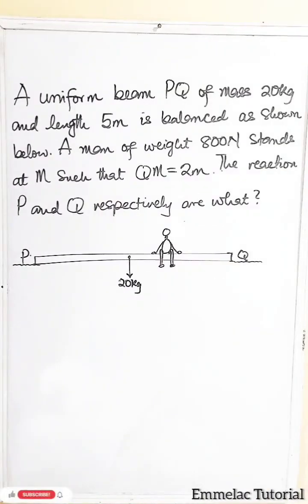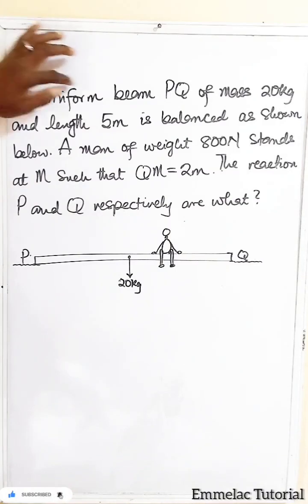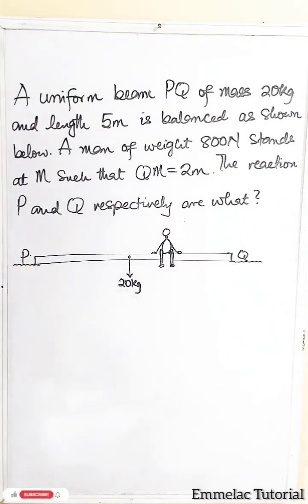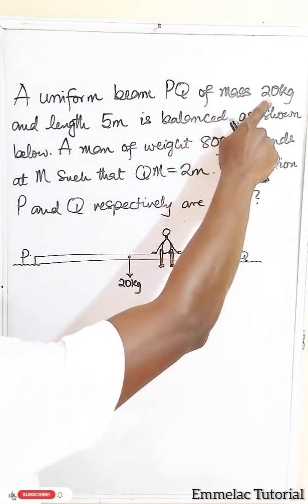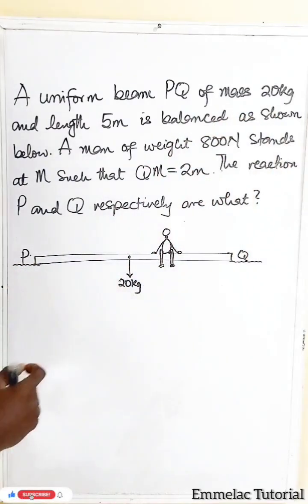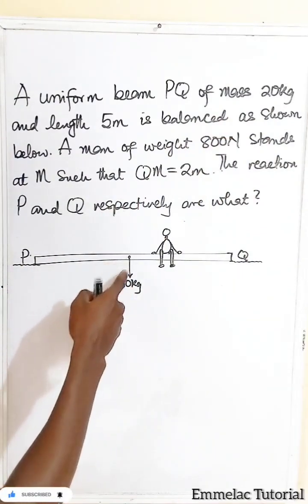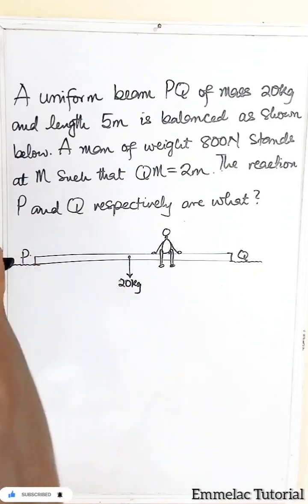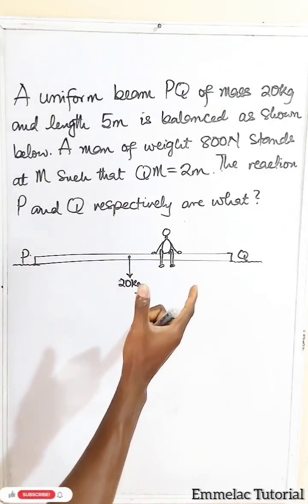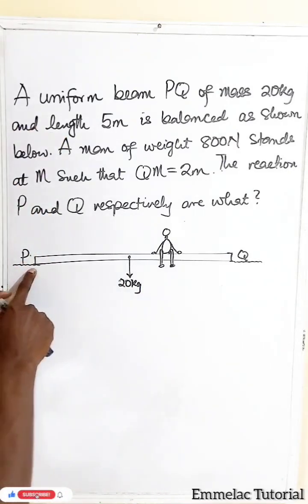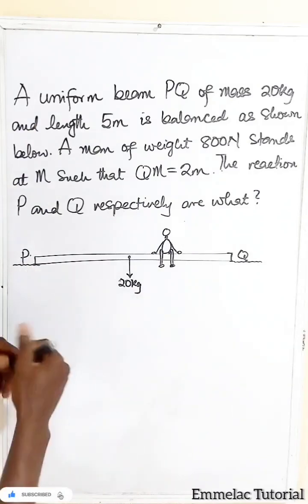Welcome to EMILAC Online Tutorial. Before us is this question in moment and equilibrium of forces. It says that a uniform beam PQ, that is from here to here, which means it's uniform, of mass 20 gram. For the fact that it has a mass of 20 gram, the center of gravity here is where the weight concentrates, and length 5 meter, which means from P to Q is 5 meters.